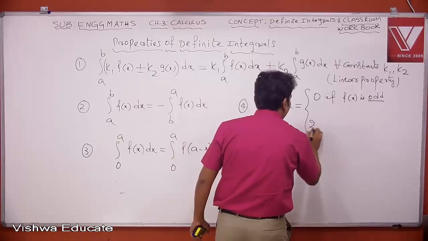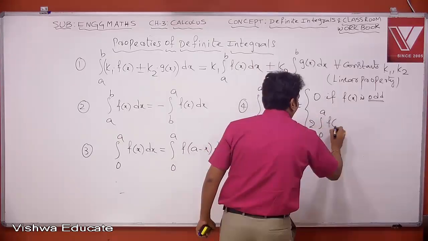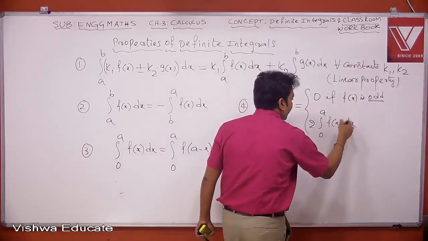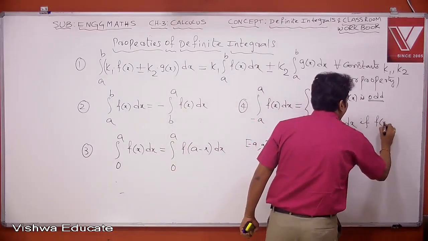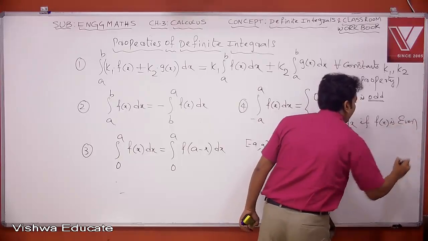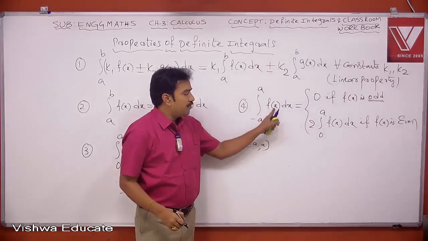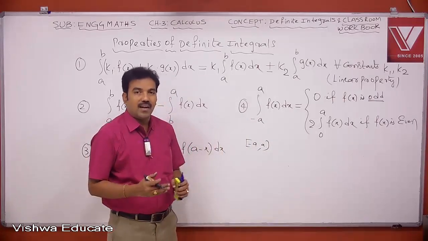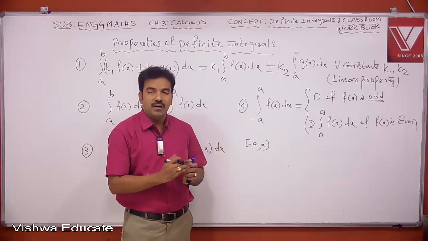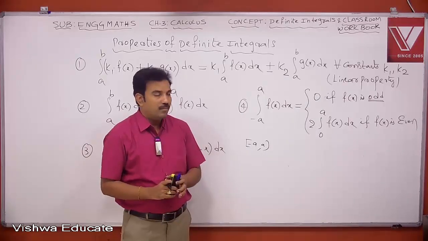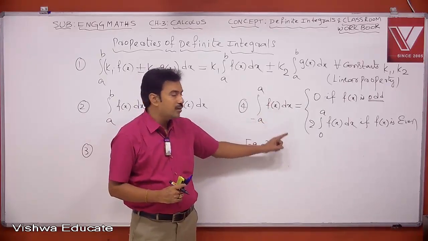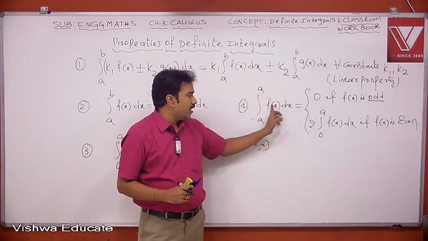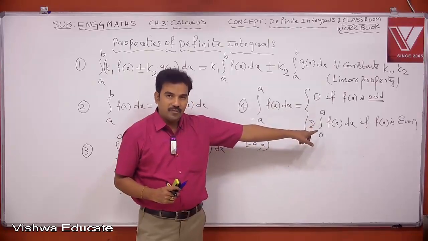Suppose it is even, then this becomes 2 times integral 0 to a f of x dx. So this integral becomes 2 times integral 0 to a f of x dx if f of x is even. Suppose f of x is neither even nor odd, then split the integral by using linear property and apply integral separately for the even function and separately for the odd function. But if it is luckily either even or odd, you can apply either this or this. If it is odd, the value is 0. If it is even, the integral becomes 2 times integral 0 to a f of x dx.